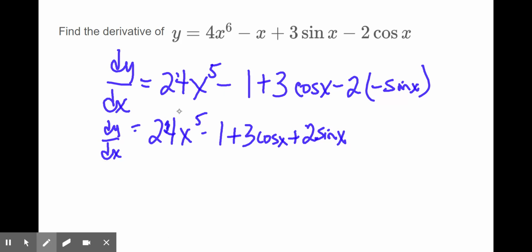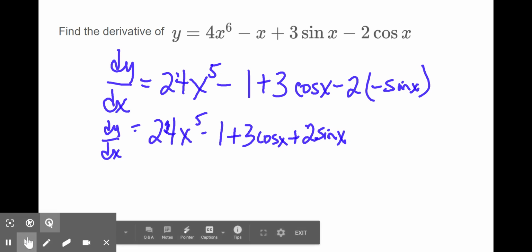All right. So these are some basic derivative rules. I think that's it. It is. These are some basic derivative rules for you to work on. Okay. Hopefully you did well on the problems as you went along.